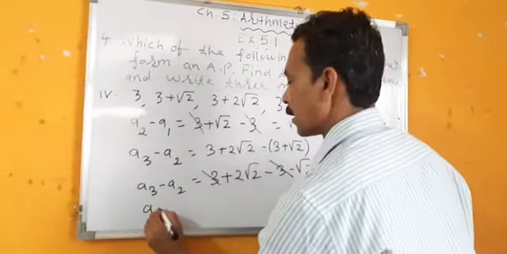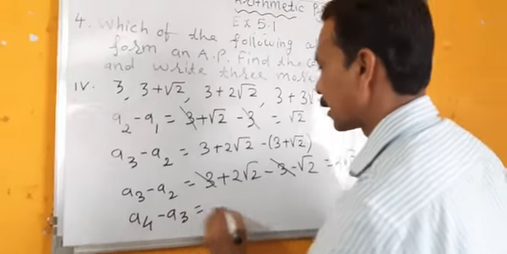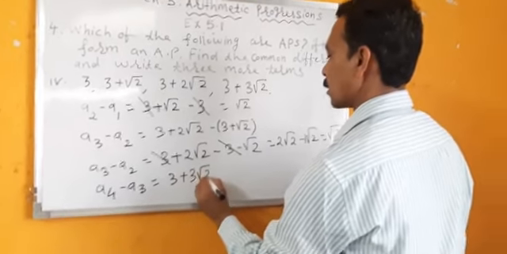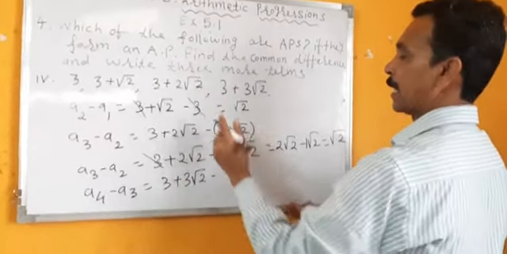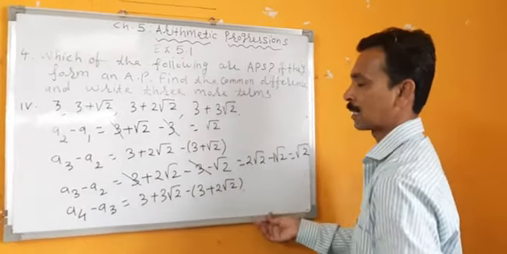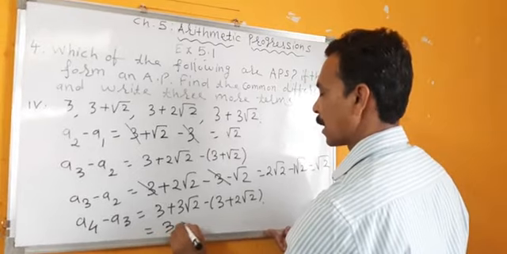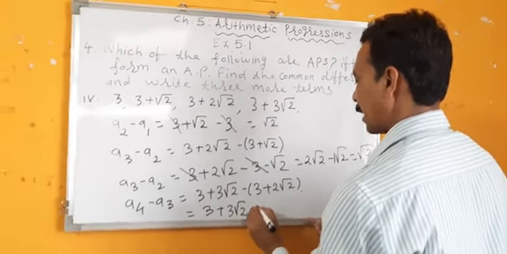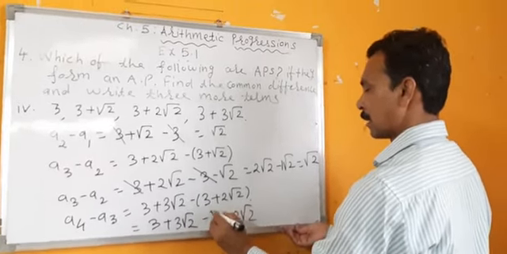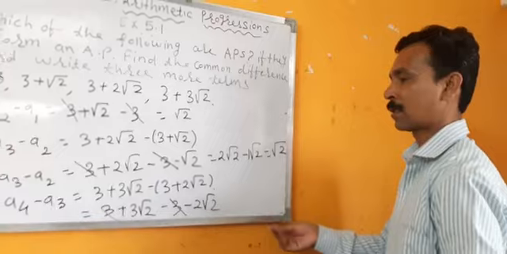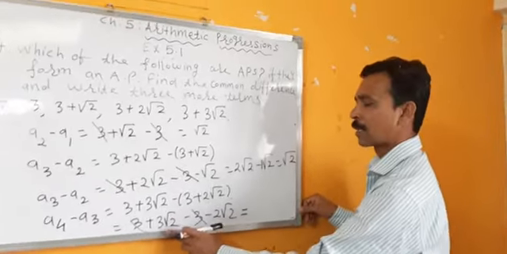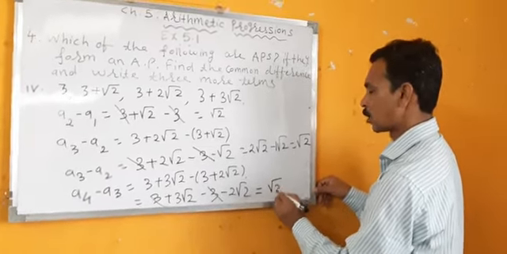Now I take a4 minus a3. What is a4? 3 plus 3 root 2 minus a3, take in bracket, 3 plus 2 root 2, right? Is equal to 3 plus 3 root 2, minus into plus is minus, minus into plus is minus. This gets cancelled, right? 3 root 2 minus 2 root 2 is root 2.